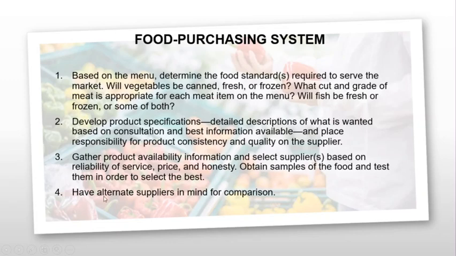Okay, yang ni sama juga. Macam yang Madam cakap nombor 3 tadi, alternate. Maksudnya, you kena ada second ke, yang ketiga ke, yang keempat ke supplier. So, in case, let's say the supplier A doesn't provide you with a good product, so you can change to other supplier B, C or D. Alright?